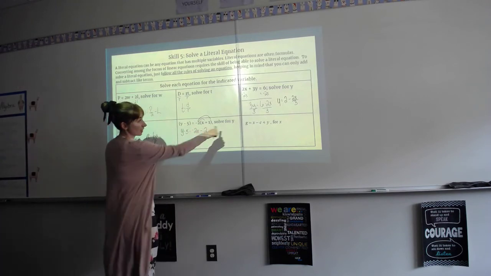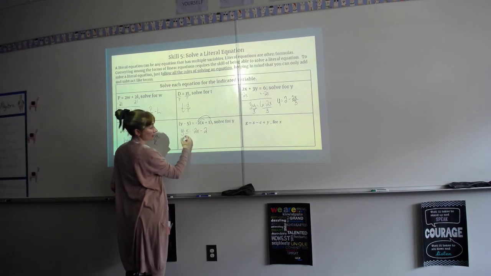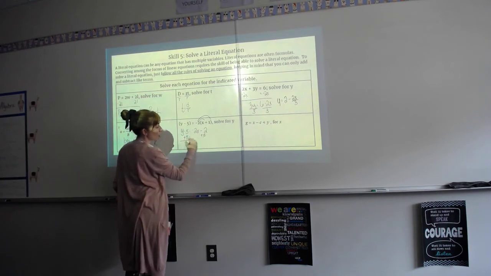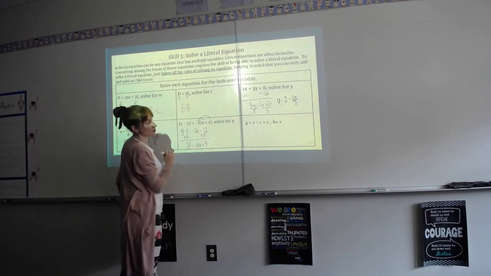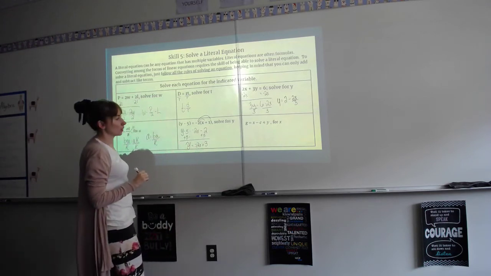Well, now I see I have to solve for y. So since it's y minus 5, the inverse of subtraction is addition. So I'm going to add 5 to both sides and combine like terms. So y equals negative 2x plus 3.